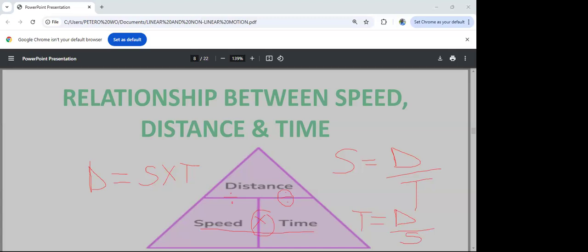So these three formulas have been got from this triangle. And these are the relationships between speed, distance, and time. If you have speed and time, you can get distance. If you have distance and time, you can get speed. If you have distance and speed, you can get time.